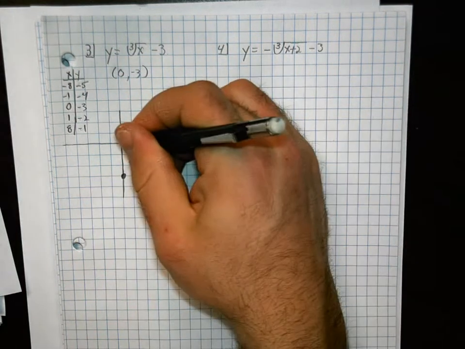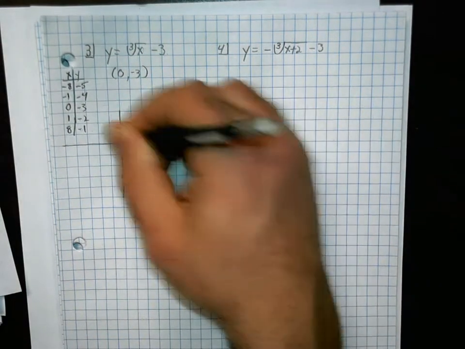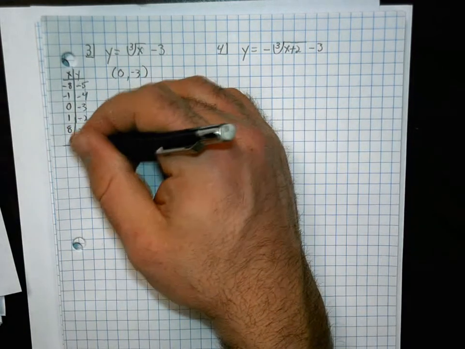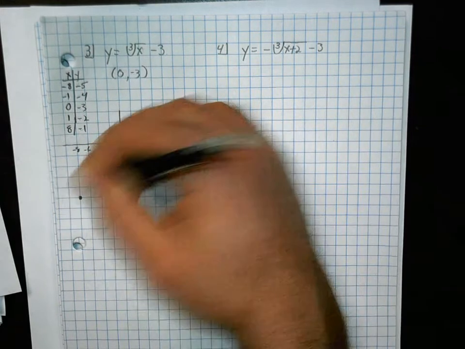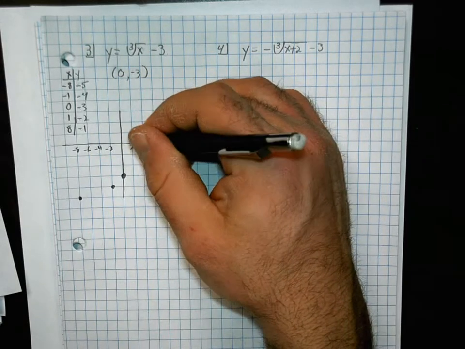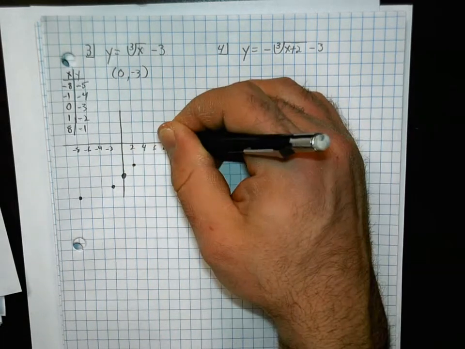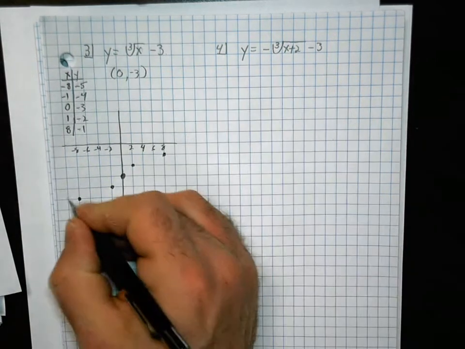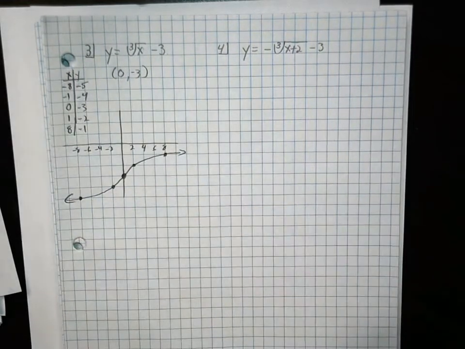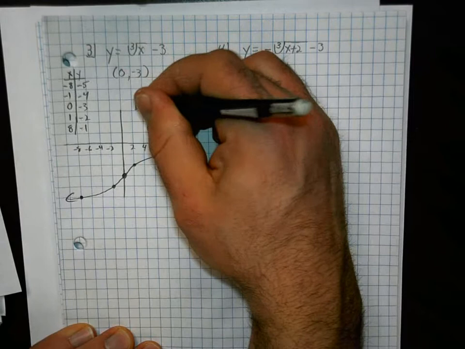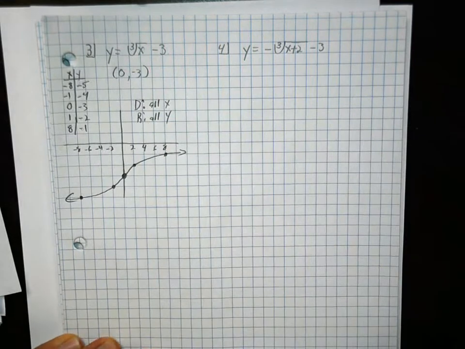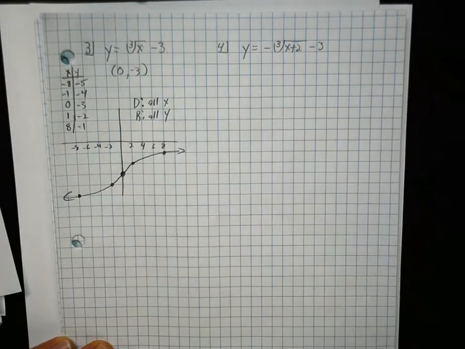So let's go by 2's again. 8 is negative 5, negative 1, negative 4, 1 is negative 2, and 8 is negative 1. So this graph's going to look like this. Domain and range, all x, all y. So that's what that one's going to look like.